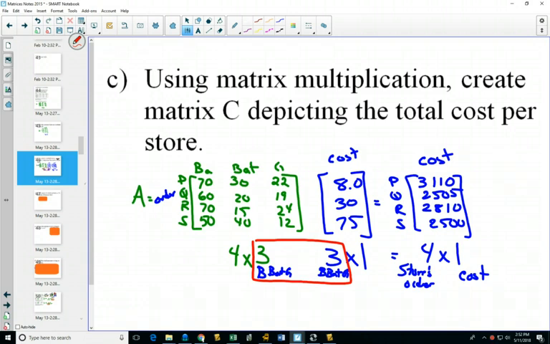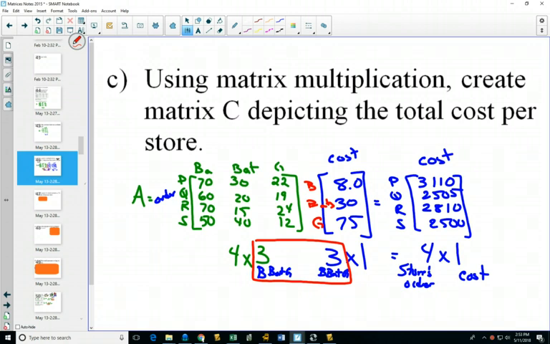So it's important that in the columns of the green matrix, I have balls, bats, and gloves, and in the rows of my cost matrix, I have balls, bats, and gloves. They have to match up. Then if we think about what our outside numbers stood for, this 4 stood for P, Q, R, and S, and this 1 stood for cost. And so I get a new matrix, which now tells me the total cost that store P owes, the total cost that store Q is owing, R is owing, and S is owing all together.